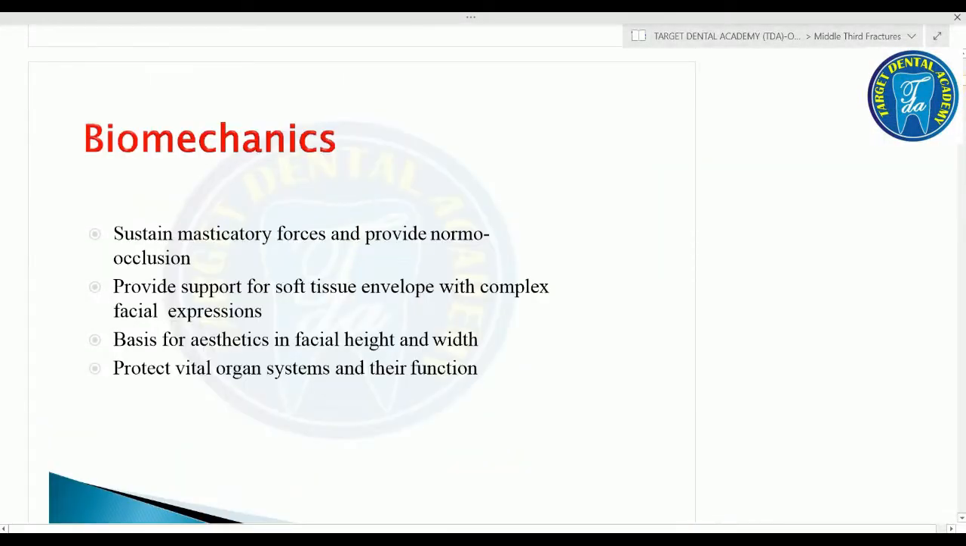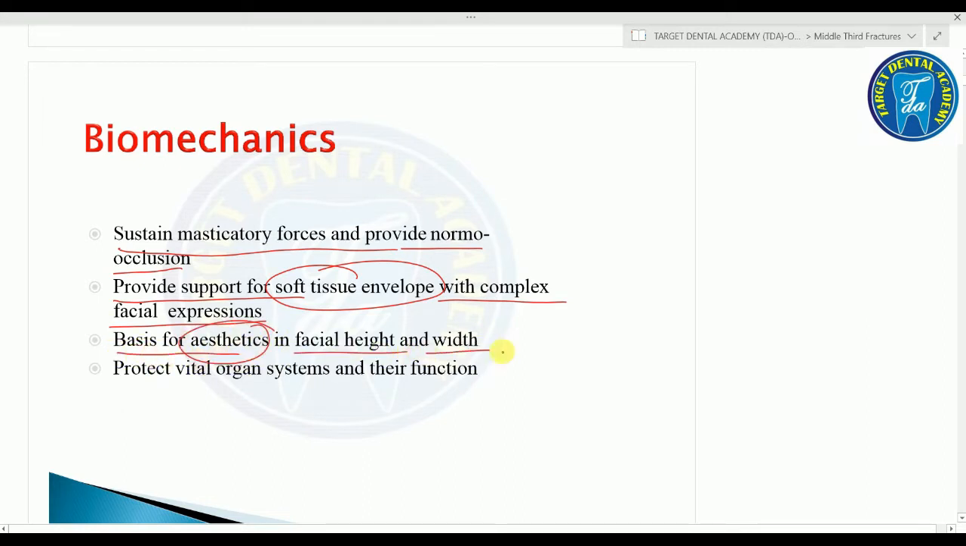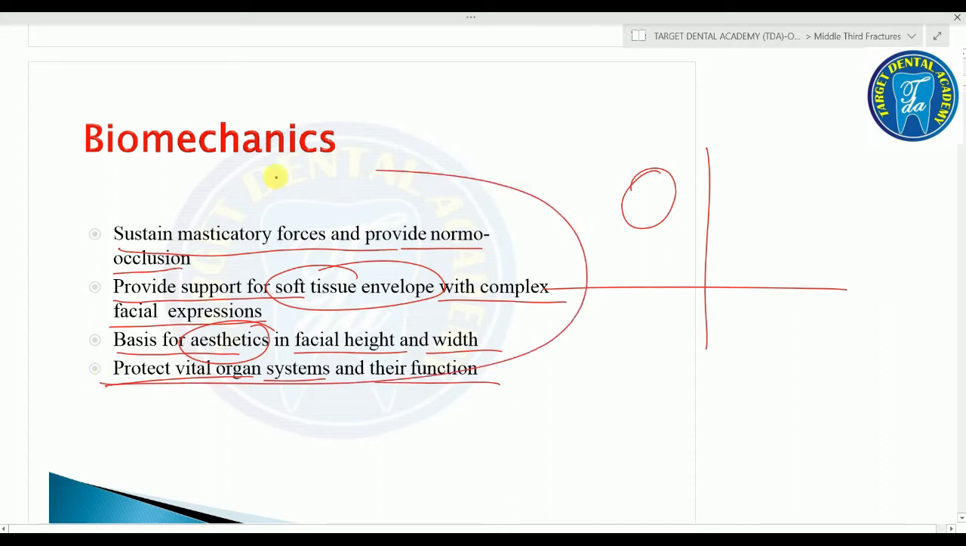Starting with the biomechanics, it sustains the masticatory force and provides the normal occlusion, or normo-occlusion. They provide the support for the soft tissue which envelops the complex facial expression, and the basis for the aesthetics in the facial height and the width. They protect the vital organ systems and their function, like the eyes, the nose, lips, ears. Right? So they protect the vital organ systems and their function.